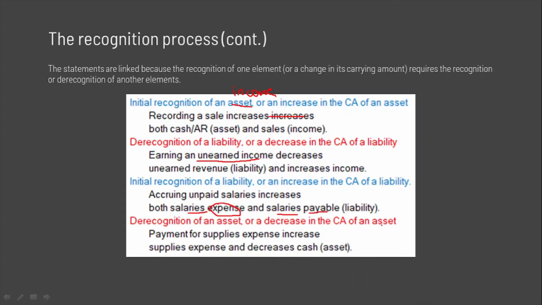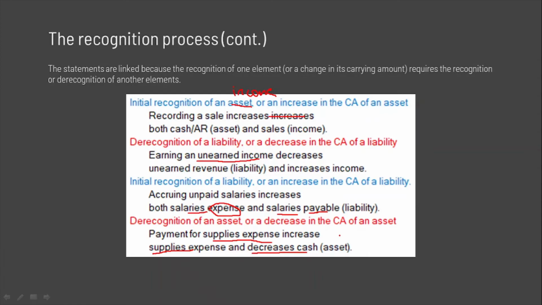So the last example would be a derecognition of an asset or a decrease in the carrying amount of an asset. An example of which is your supplies expense. So when you make payment for supplies expense, it increases your supplies expense account and decreases cash. So that would be an example of a derecognition of an asset or a decrease in the carrying amount of an asset.